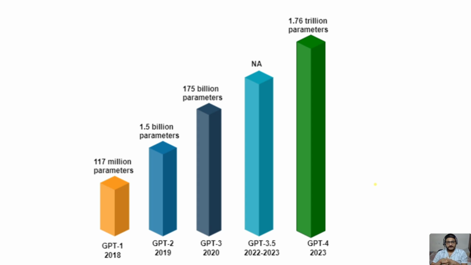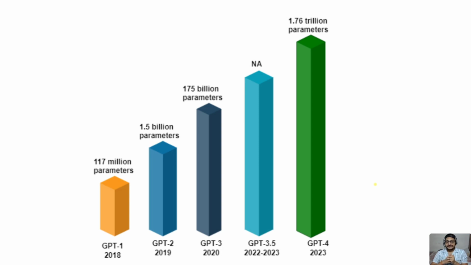For the next version, it is not exactly 100 times, but mostly more than 5x. Now the third version here is GPT-3, which was released in 2020 and has 175 billion parameters. You can see here we have 100x more parameters in GPT-3.